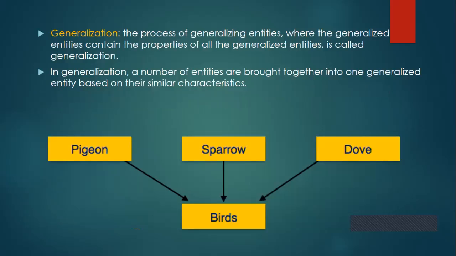Now, let us see this example. You have pigeon, sparrow, dove, or you can also take it as women, men, or children. These are all nothing but human. Whereas here, pigeon, sparrow, dove are nothing but birds. So the generalization of all these different types of species is nothing but birds. Same thing for human: women, men, or children, they are all nothing but human. So that is called generalization.